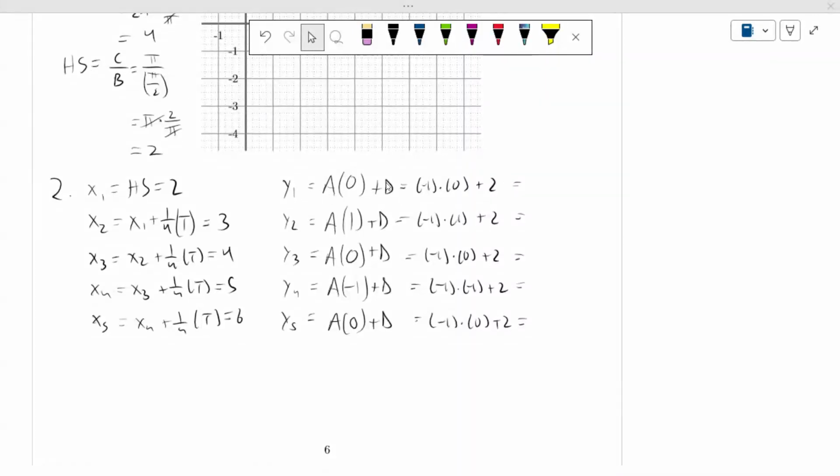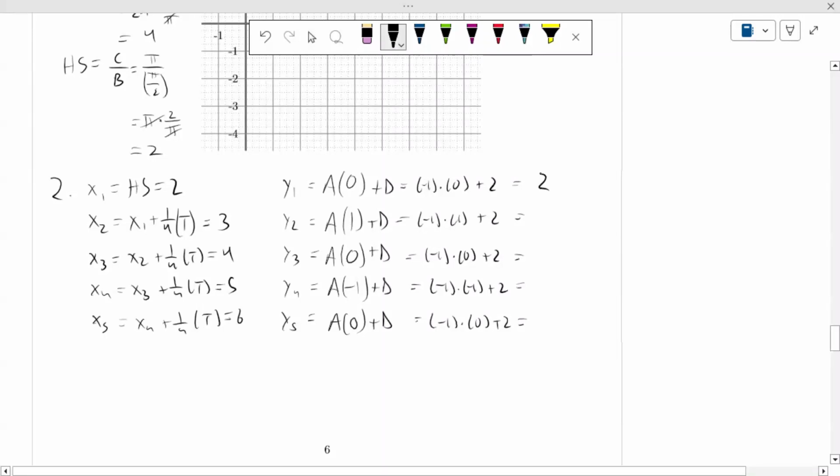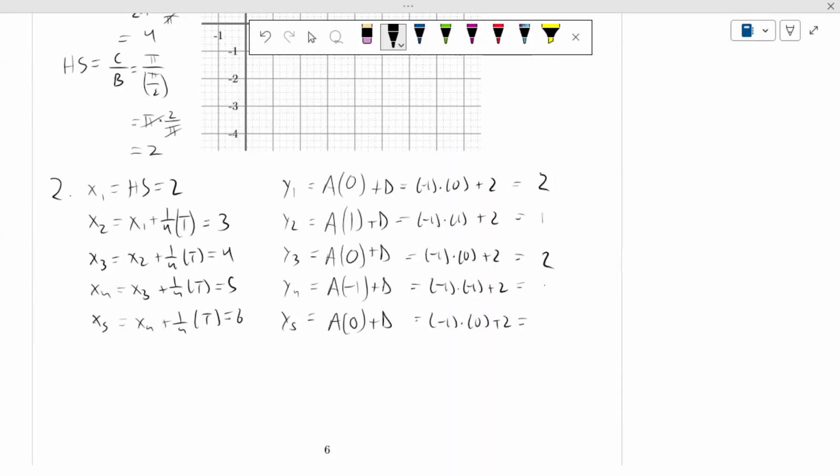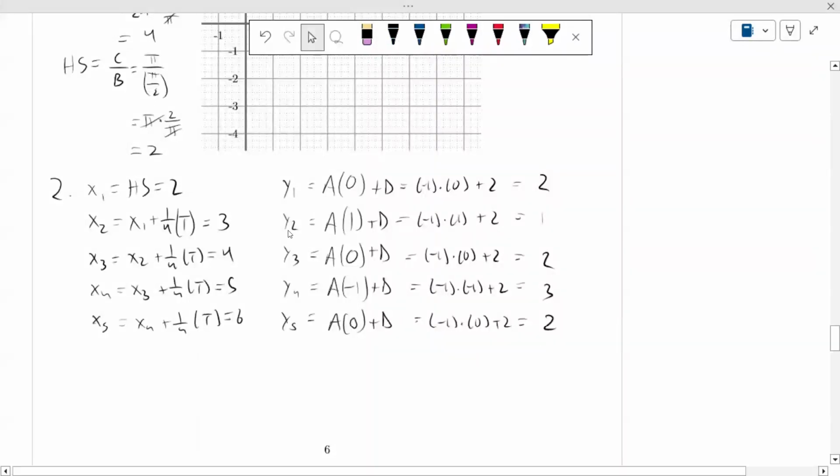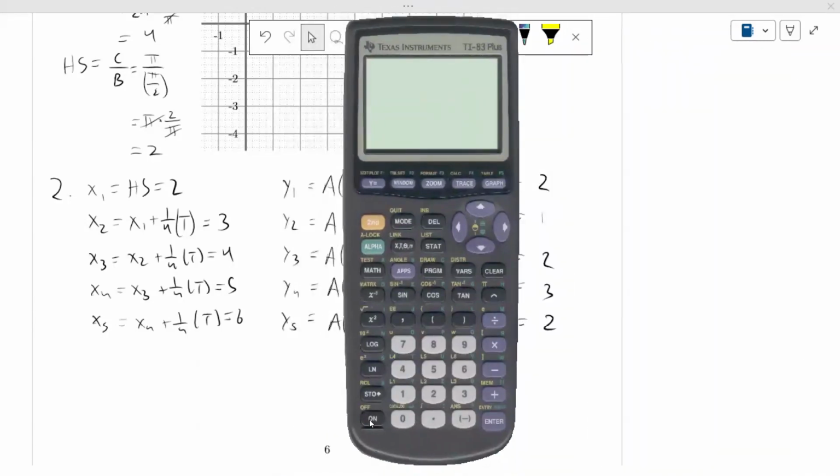So then our y1, when we simplify this, we're going to get 2 here, 1 here, a 2 here, a 3 here, and a 2 here. Any questions on that? All right. So you could find your y values by using your old y values for sine, 0, 1, 0, -1, and 0, multiplying them by a and adding d to them. But you could also just get them from plugging them into a calculator.